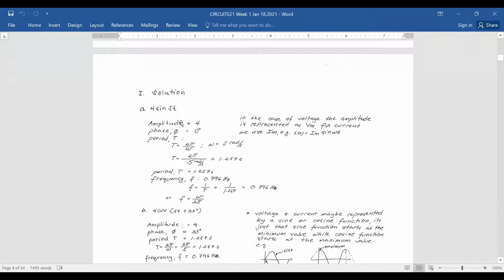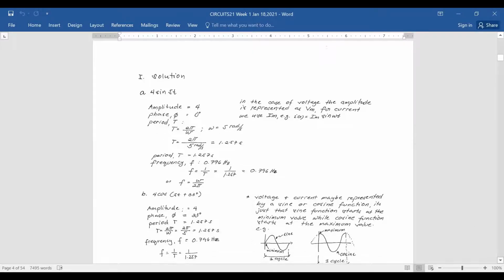So we simply say the amplitude is 4, because it doesn't mention here whether this expression is a voltage or a current expression. So in our solution, we simply say that the amplitude is 4. Otherwise, if it is current, we can say our amplitude I sub M equals 4. If it is voltage, we can say our amplitude V sub M equals 4. Something like that.